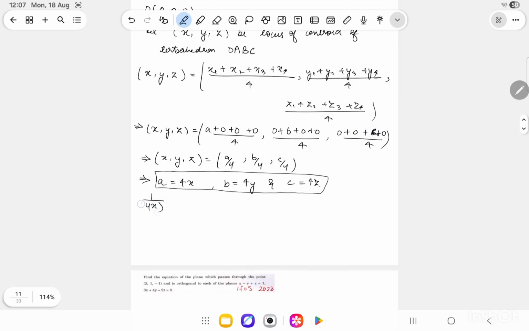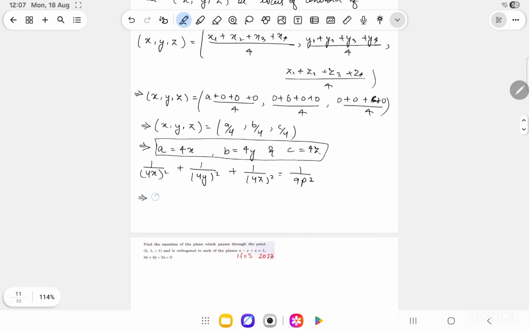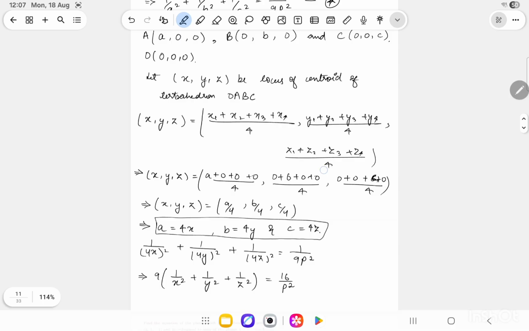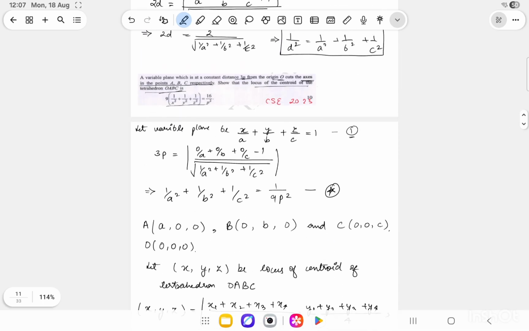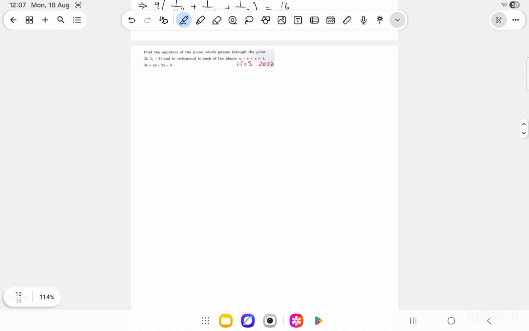1 by 4x square plus 1 by 4y square plus 1 by 4z square equals 1 by 9p square. And on further simplifying it, I will get 9 into 1 by x square plus 1 by y square plus 1 by z square equals 16 upon p square. And this is exactly what we are supposed to prove in the question, I guess. Yeah. Now let us move on to question number 3.